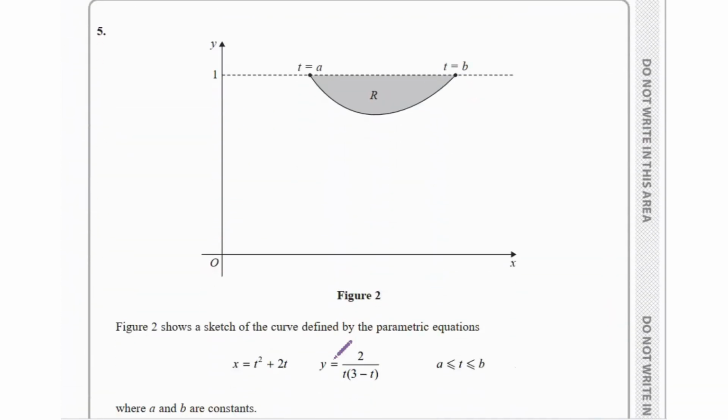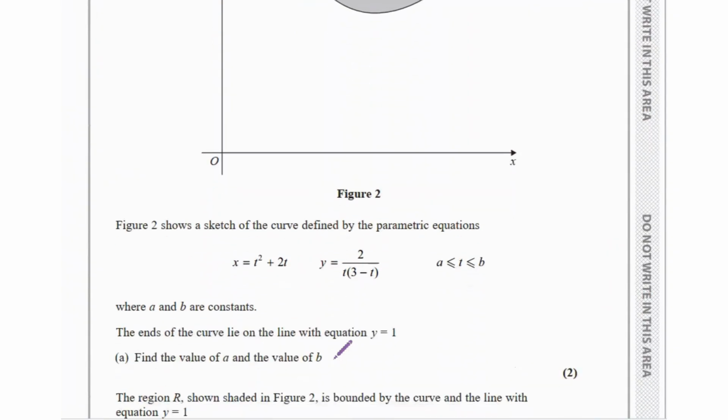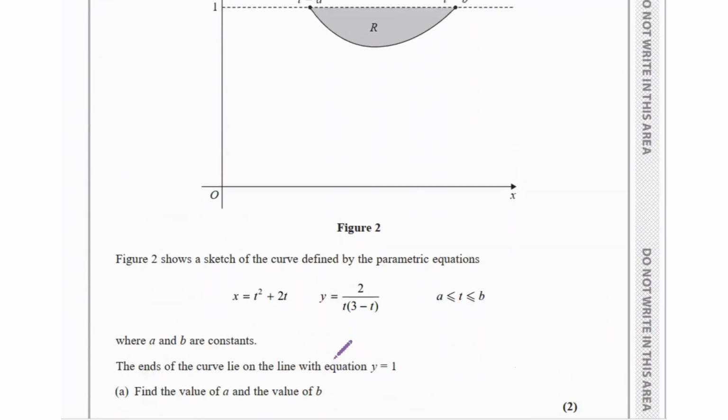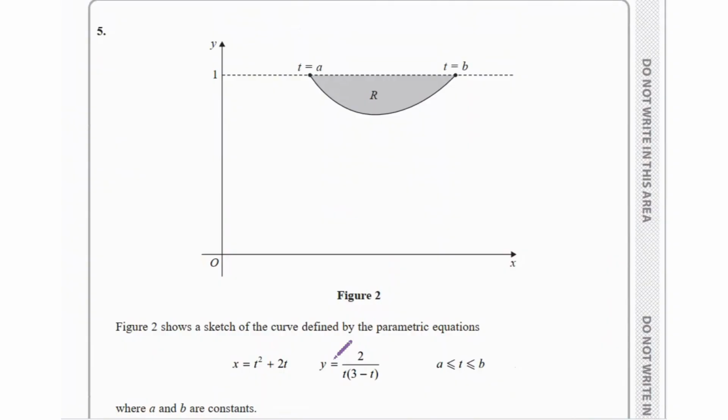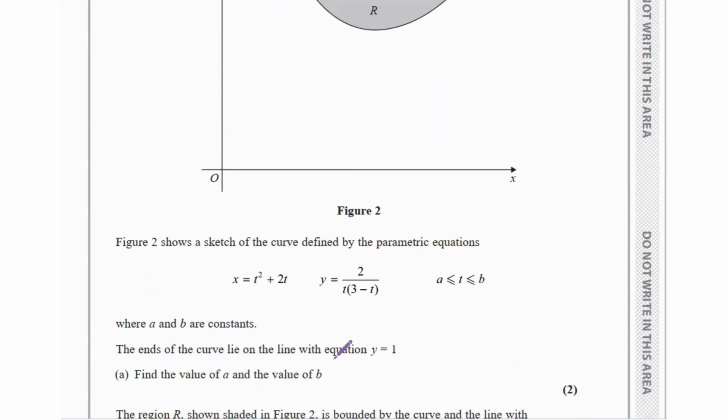And it says figure 2 shows a sketch of the curve defined by the parametric equations x equals t squared plus 2t and y equals 2 over t times 3 minus t, where t is between a and b. A and b are constants. The ends of the curve lie on the line with the equation y equals 1. So you can see that it's ending at y equals 1. Find the value of a and the value of b.